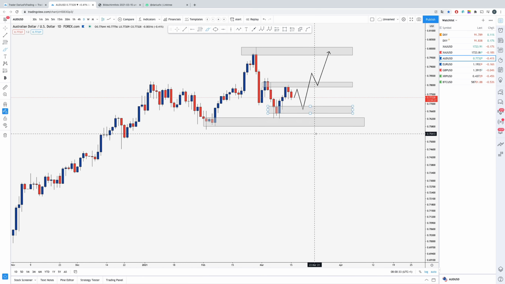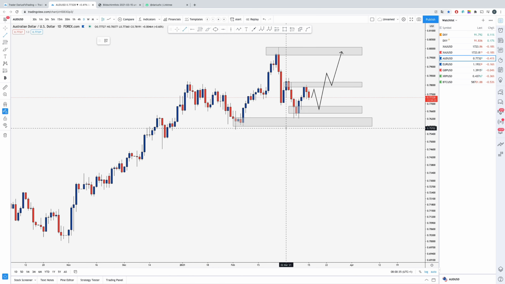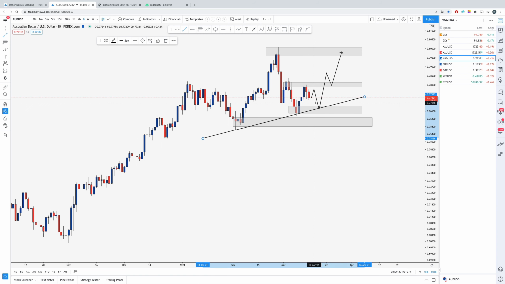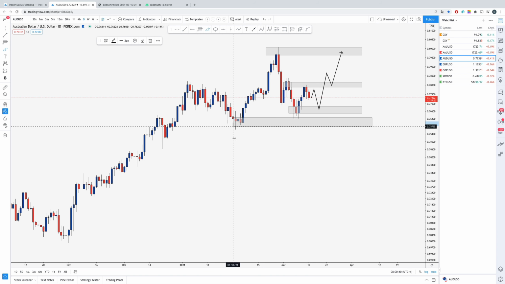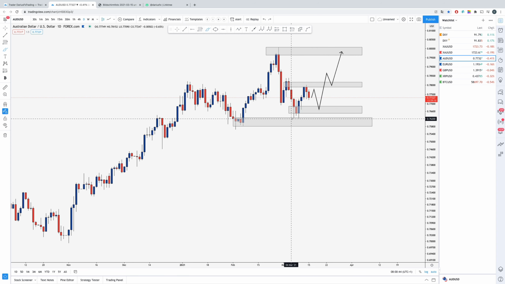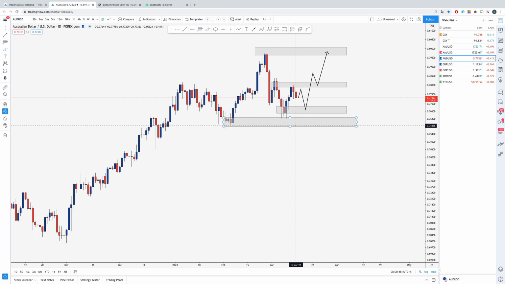From my point of view, AUDUSD is still super bullish, as you can see, still above this low over here, creating over here a higher low. And as long as we're going to be above one of those levels over here, this market is, from my point of view, super bullish.